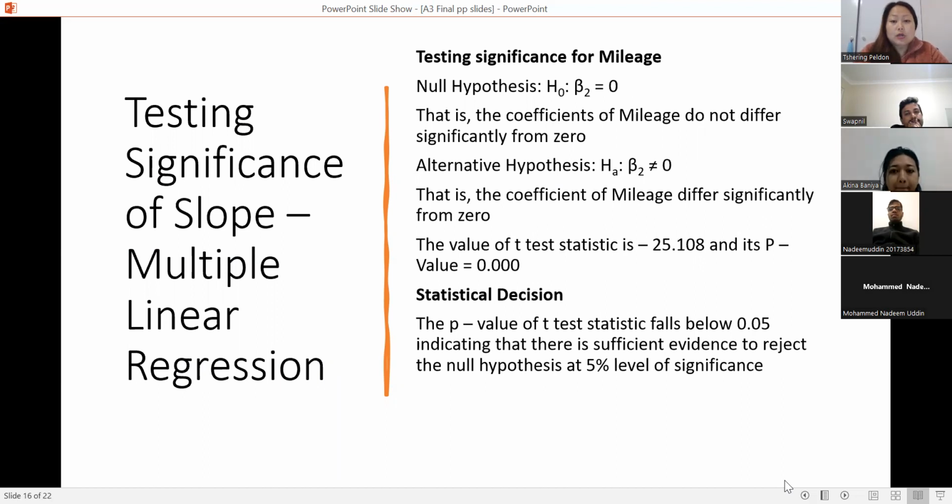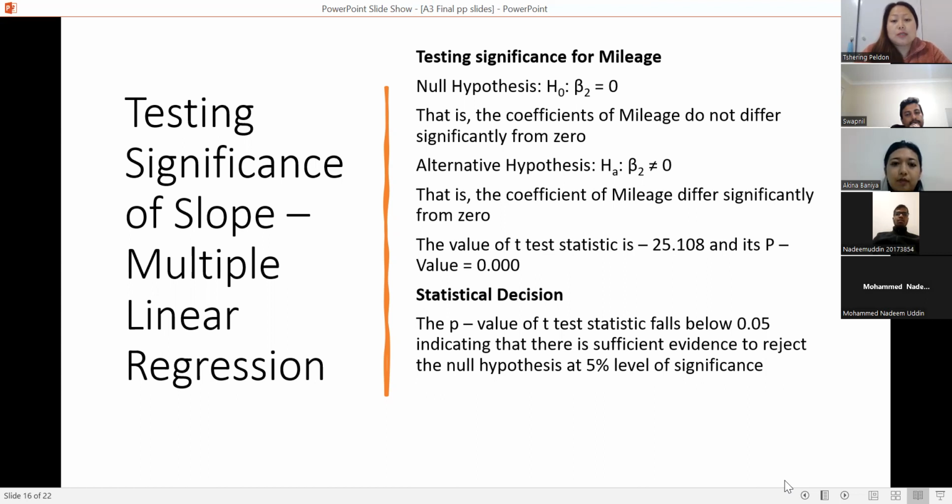Now I shall talk on testing significance of slope by using multiple linear regression. Multiple linear regression, also known as multiple regression, is a regression model that estimates the relationship between a quantitative dependent variable and 2 or more independent variables using a straight line. Using the multiple regression model, we are testing the significance for mileage. According to the null hypothesis, the coefficient of mileage does not differ significantly from 0. As per the alternative hypothesis, the coefficient of mileage differs significantly from 0.